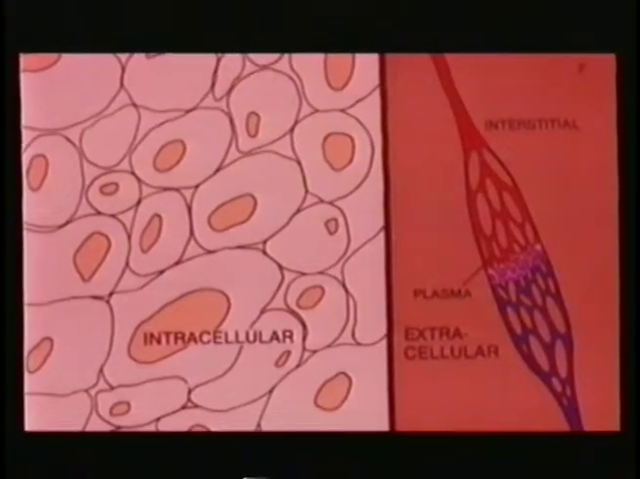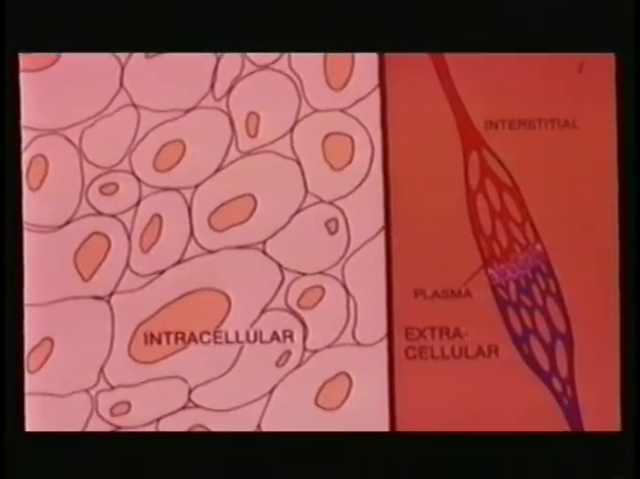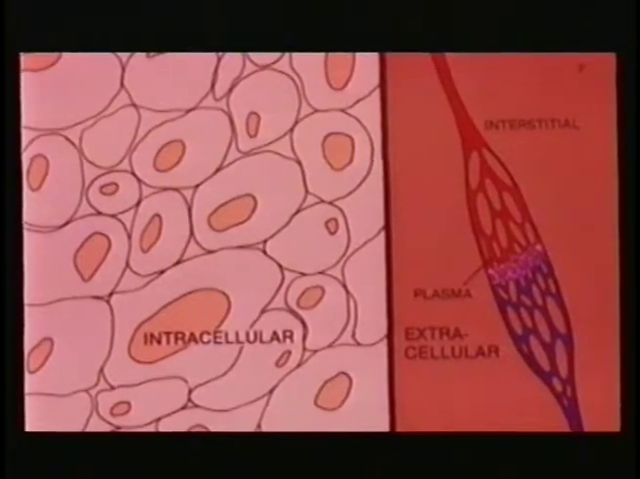7. Total body water is distributed in 3 anatomically separable compartments. 2/3 is found in the intracellular fluid and 1/3 in the extracellular fluid. The extracellular fluid compartment is subdivided, 1/5 into plasma and 4/5 into the interstitial fluid.